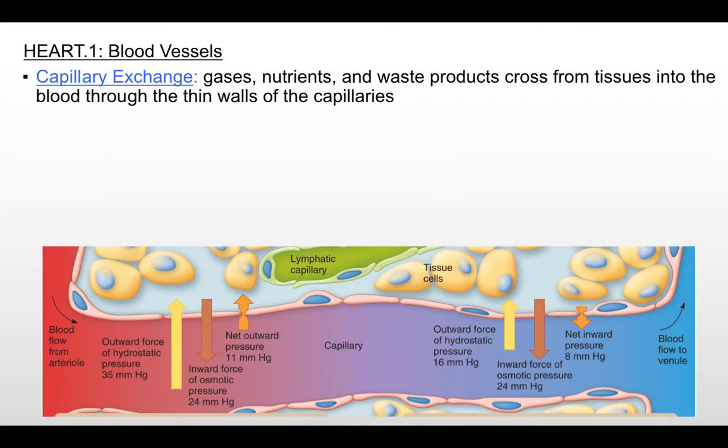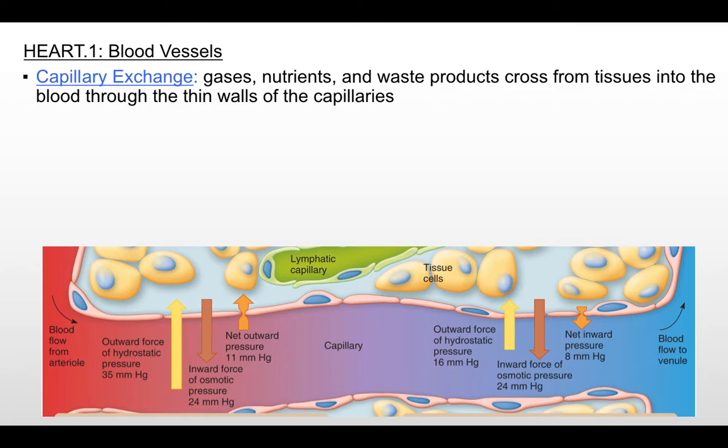So what's happening in the capillaries? Well, we're exchanging gases, but not only that, we're exchanging nutrients like glucose, we're exchanging waste products, perhaps even hormones or entire cells like white blood cells. So we have to have methods of moving the right things across the capillary membrane.